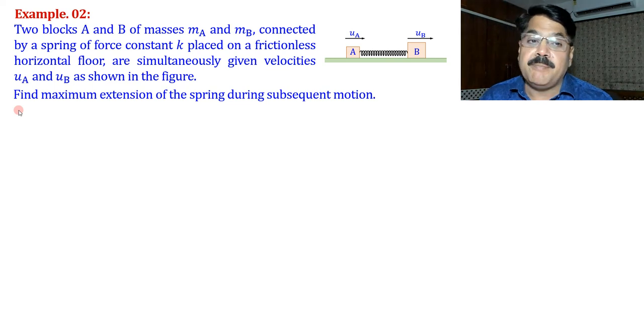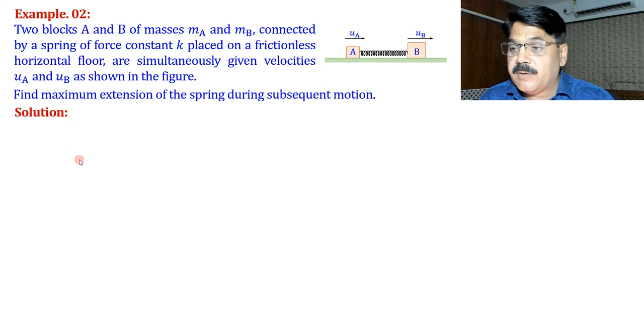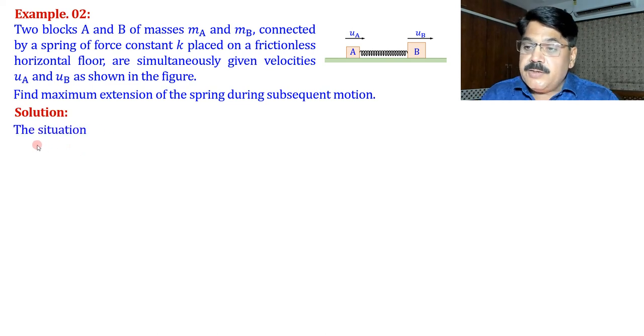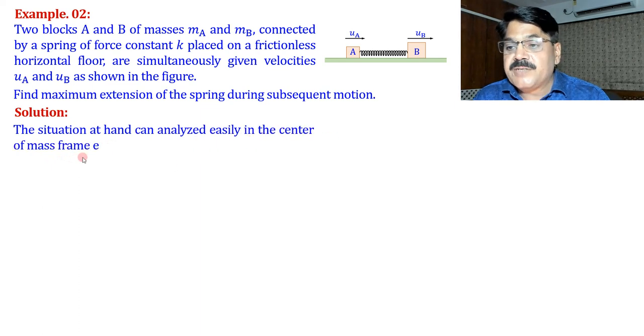And final kinetic energy must be zero, because at the time of maximum extension, both the blocks will be moving with the same velocity, and that velocity is the velocity of the center of mass. So in the center of mass frame, both the blocks will be at rest finally at the time of maximum extension. So in the center of mass frame, total kinetic energy final must be zero. So let us see how we can simplify or solve this problem. The situation at hand can be analyzed easily in the center of mass frame, employing methods of work and energy.